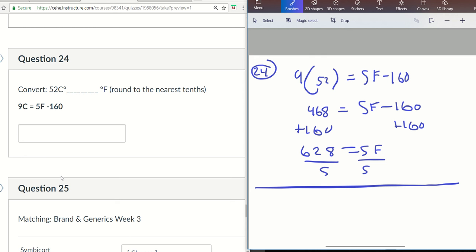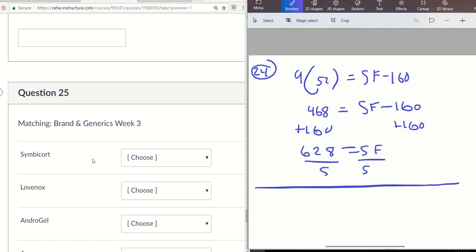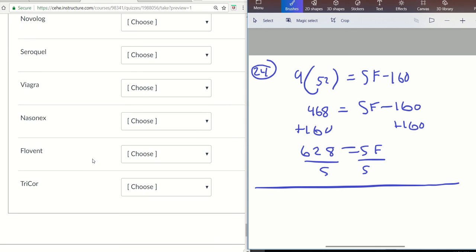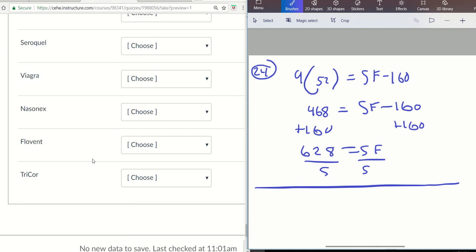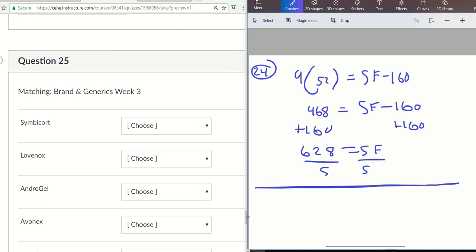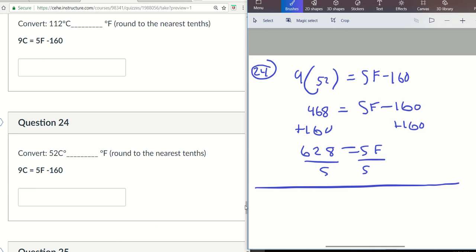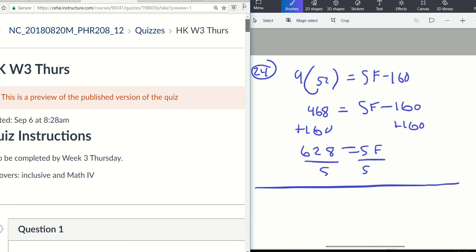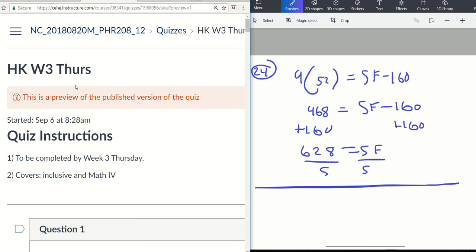All right. That's all the math. I'll leave you guys the brand and generic. And then just double check your responses before you submit. Homework week 3 Thursday for Farm 208.